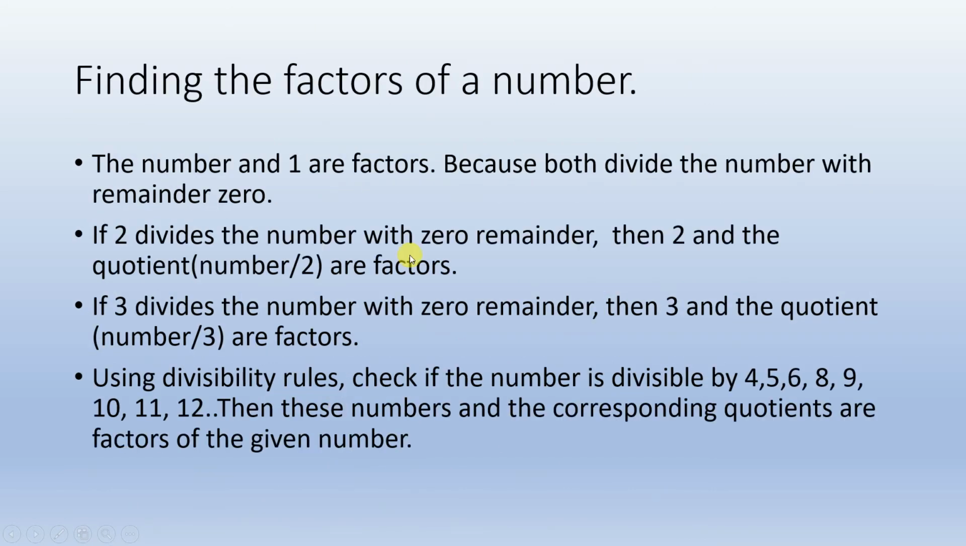Now this is the procedure which I have already explained for finding the factors for 98. Initially 98 and 1 are factors. Then you have to take 2. 2 and 98 by 2, that is 49, are factors. 3 doesn't divide 98. If it divides a particular number, then that number by 3 are factors. Okay, so you have to use the divisibility rules concept to find the various factors of a number.